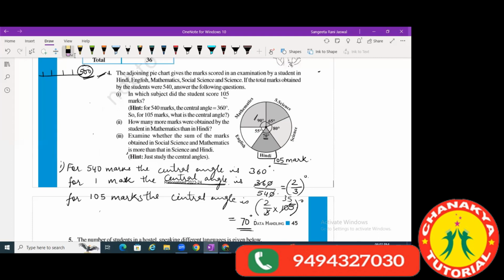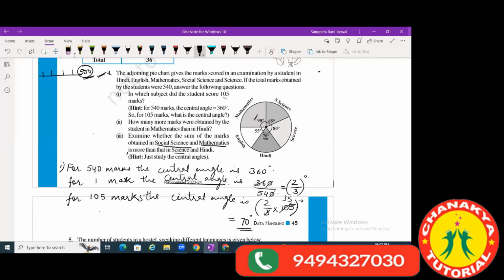Examine whether the sum of the marks obtained in social science and mathematics is more than that in science and Hindi. So what do you mean by this question? What have you understood, Gagana? Ma'am, like we need to add the social science and mathematics and see whether it is more than the sum of Hindi and science marks. Very good. So you will see the marks of social science and mathematics and check whether they are more than science and Hindi.